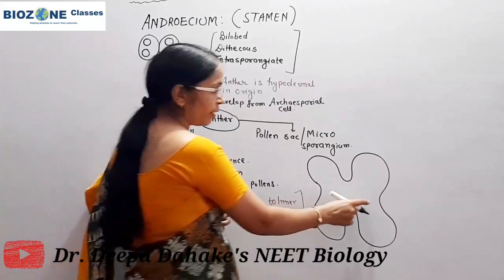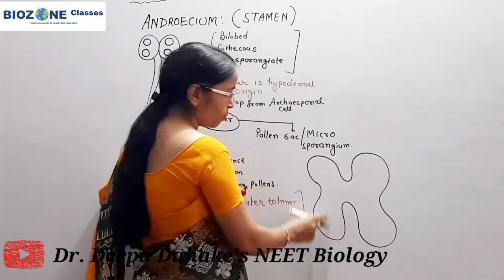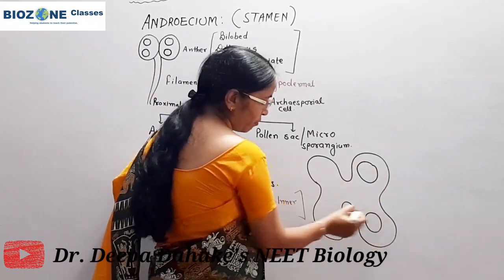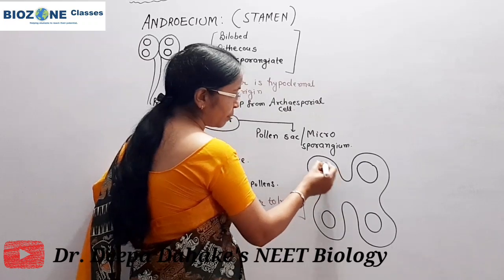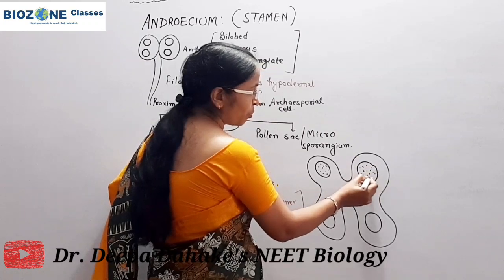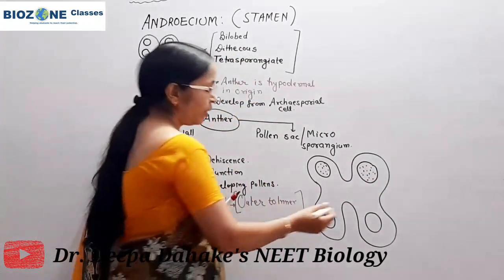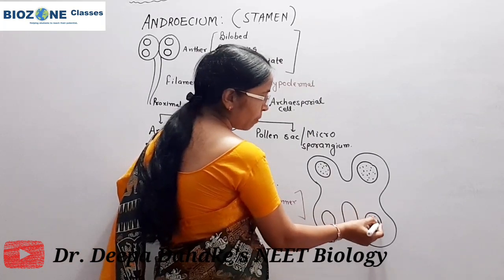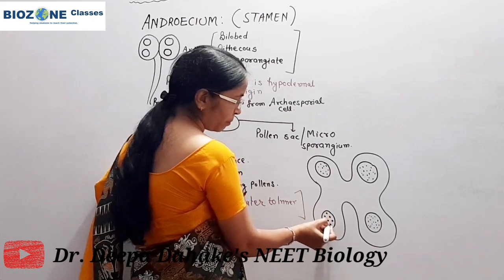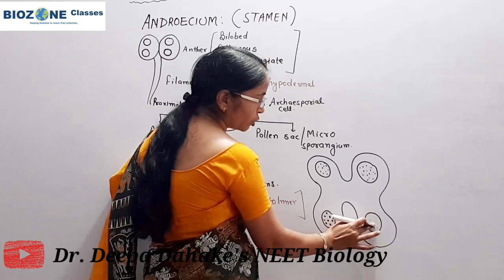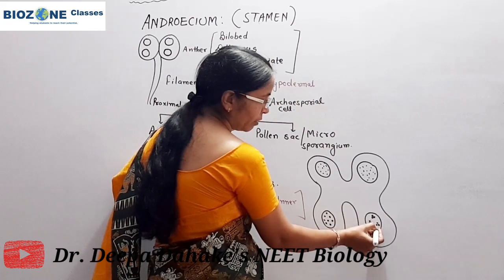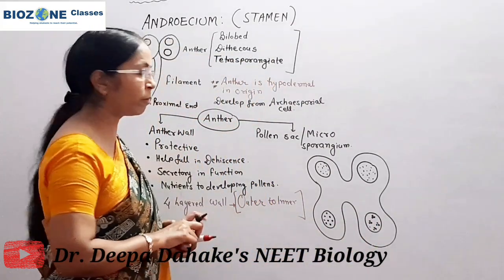The 2 lobes clearly appear, and in every lobe the 4 corners are clear, and at each corner one microsporangium is present. Inside the microsporangium the process of microsporogenesis, which we will study in our next sessions, is completed, and because of that a large number of tetrads of microspores are developed inside the microsporangium.